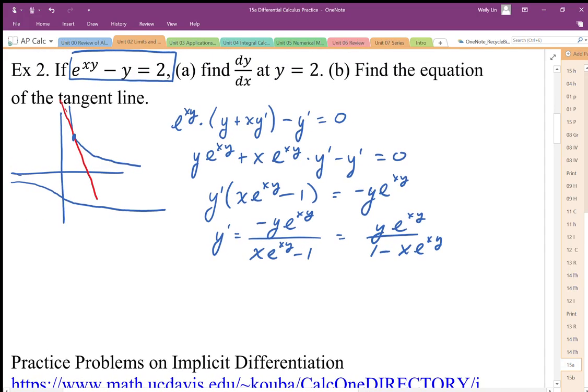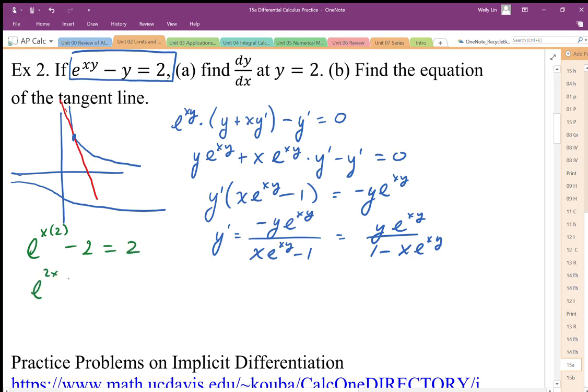So I've got the derivative here. I need to calculate the derivative at y equals 2. That means I need to know what x is equal to, so I have to solve for x. To solve for x, I'm going to take that original equation, substitute in y equals 2, and then solve this equation.